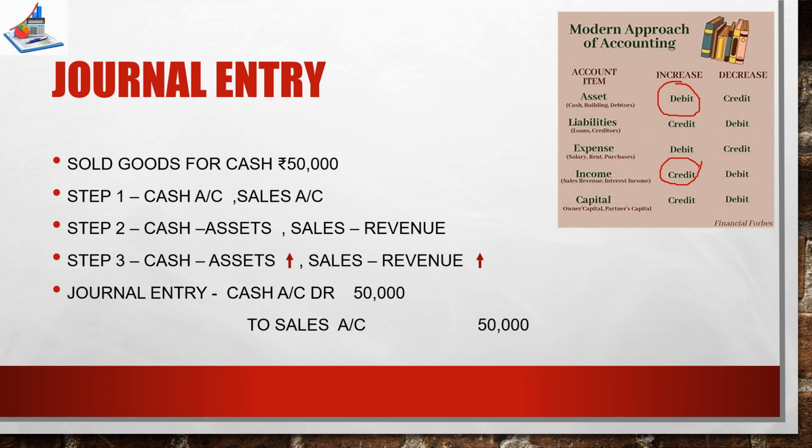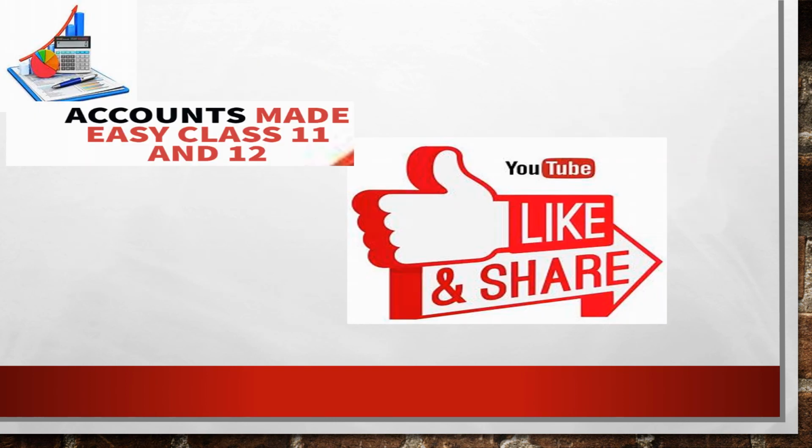Remember the 3 steps, I repeat. The 3 steps are what? Yes, identify the names of the accounts to be opened, identify their nature, and then apply the modern classification rule.